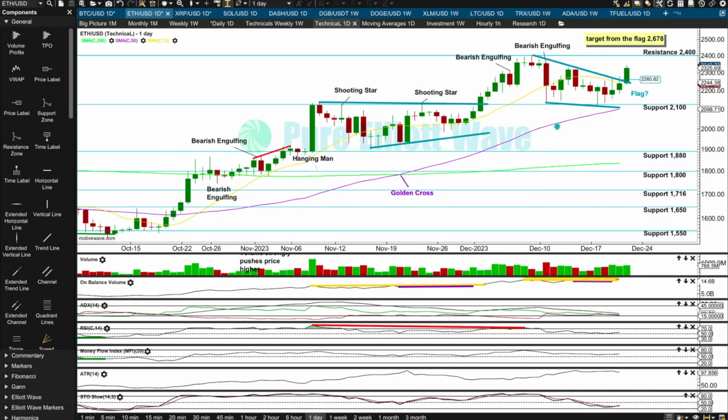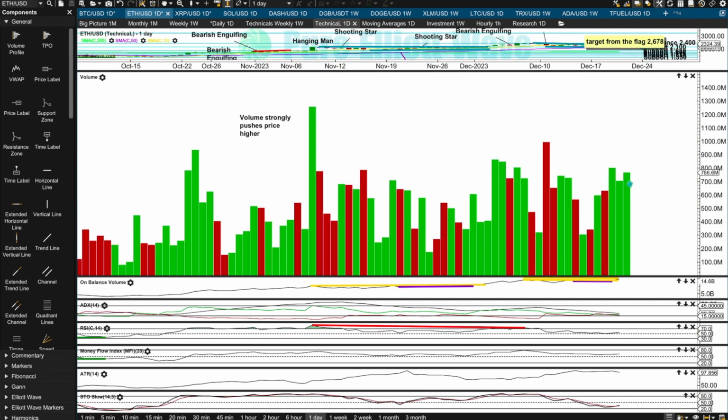For Ethereum, I identified a flag pattern, not perfect because the trend lines aren't parallel, but they're kind of close. The breakout point about 2260.82 gives us a target from the flag at 2678. Price is very clearly breaking out upward today with some push from volume, so the target is now in play. I expect as price approaches next resistance at 2,400, it might be able to break through pretty quickly this time. If it does, look out potentially for a backtest of support before it moves up and away. A little bit of an increase in volume. It's only 2 o'clock in the afternoon in New York now, so a few hours yet to go.